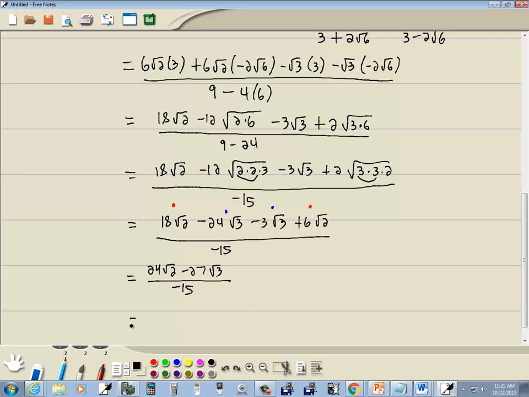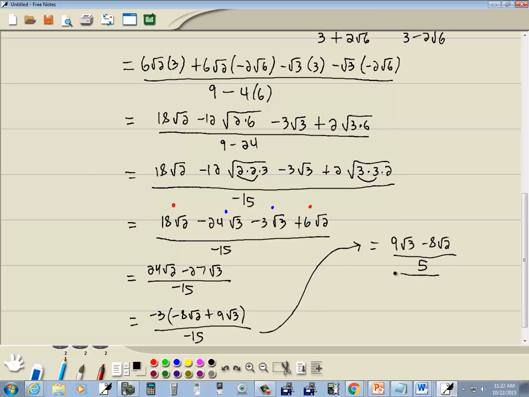Well, I could factor a negative 3 out of the top, and that would give us negative 8 square root of 2 plus 9 square root of 3 over negative 15. I'm going to flip the top parts around. The negative 3 will cancel the negative 15. So the top part flipped around gives us 9 square root of 3 minus 8 square root of 2 over, and negative 15 divided by negative 3 gives us a positive 5. So that would be our answer.